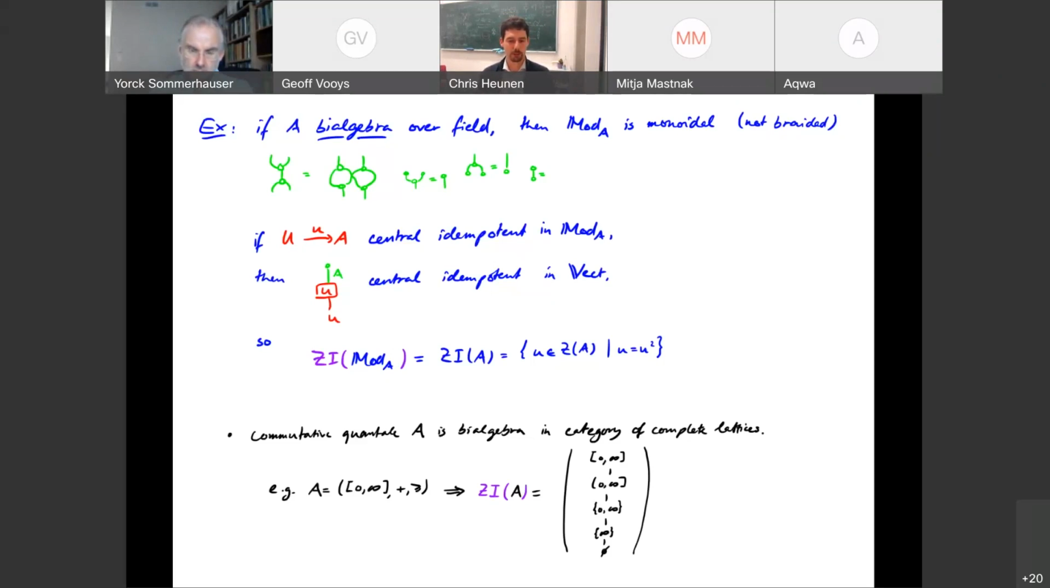But there's only two such things, and you can pull that back to find out that the central idempotents of the category of modules over your bialgebra are now literally the same thing as the central idempotents of the bialgebra. So again, by that I mean all the elements of the center of the bialgebra that square to itself.